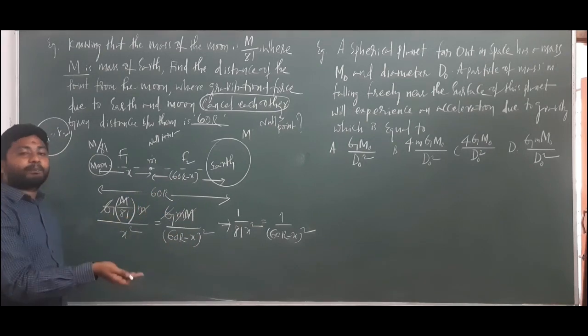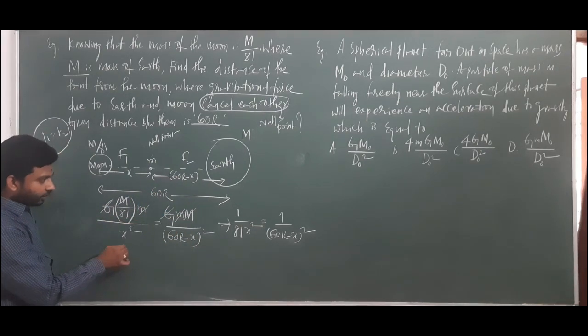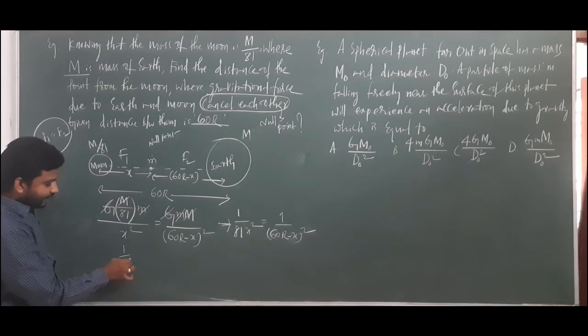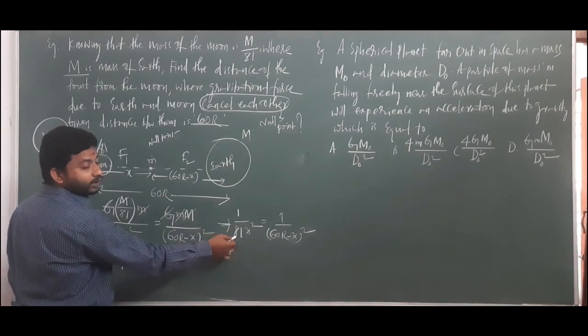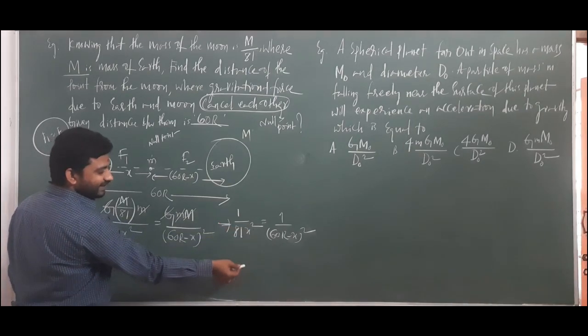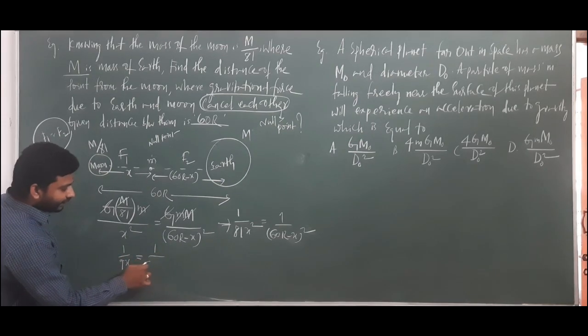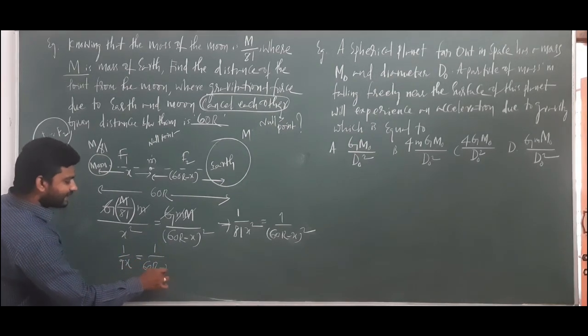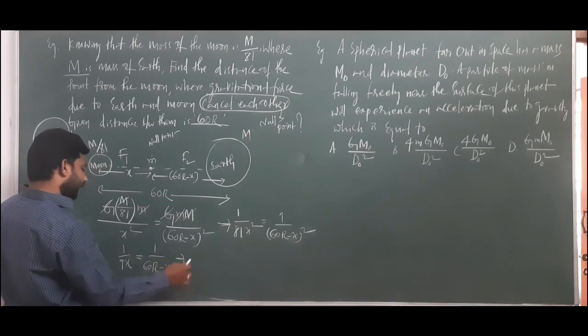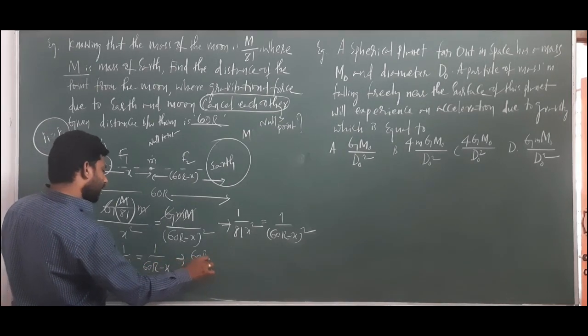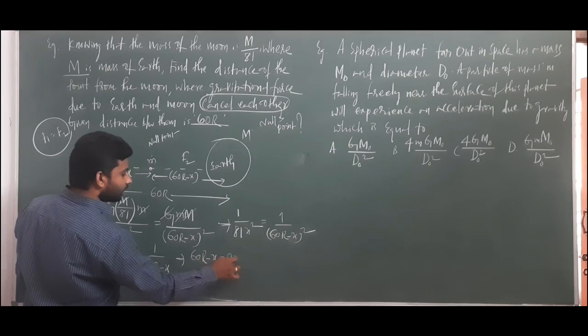Applying the square root on both sides, it will be 1 by 9x. Square root of 81 is 9, and square root of x squared is x. So 1 by 9x is equal to 1 by (60r minus x). From here, what you can write is 60 into (r minus x) is equal to 9x.